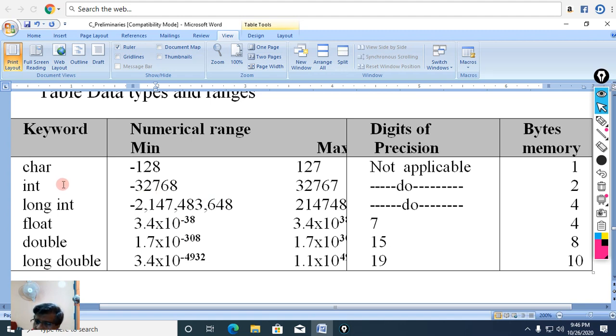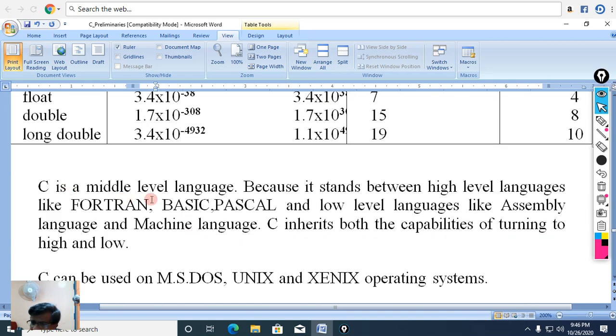Okay, and he or she as a programmer should also be knowledgeable about the possible extent of answers he or she may receive upon the program executing correctly. Okay, C is a middle level language because it stands between high level languages like Fortran, Basic and Pascal, and you should know that the Unix operating system has been written using C. Okay, the C compiler has been written using C.